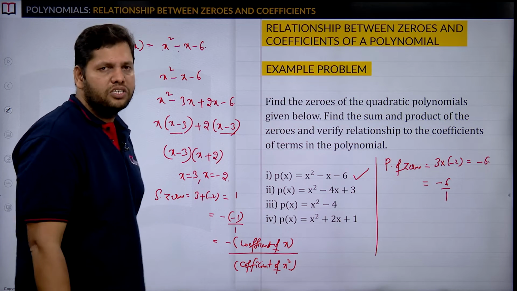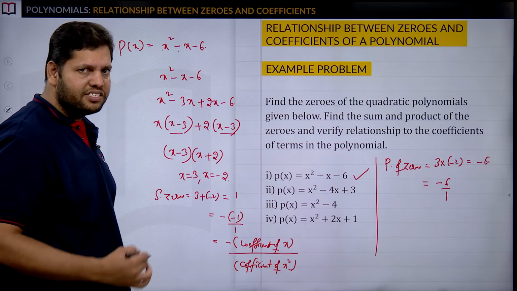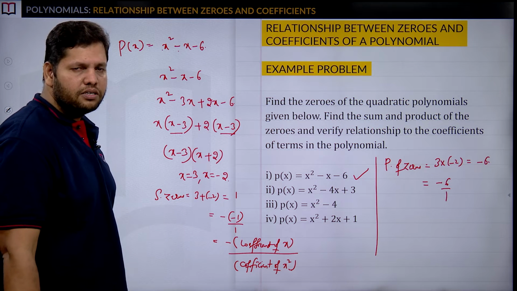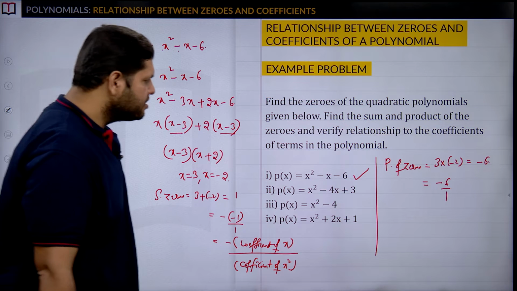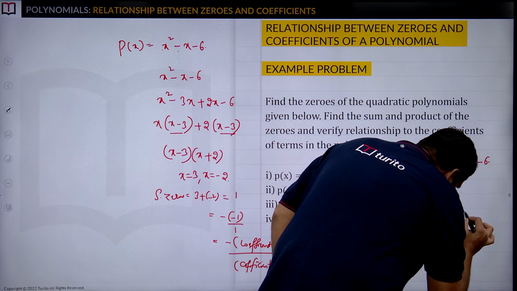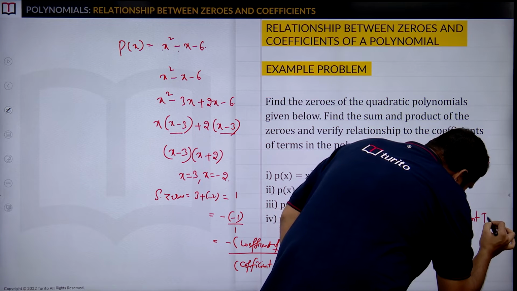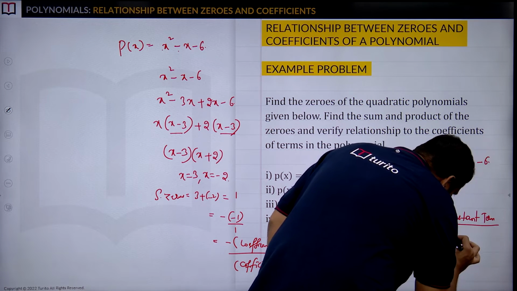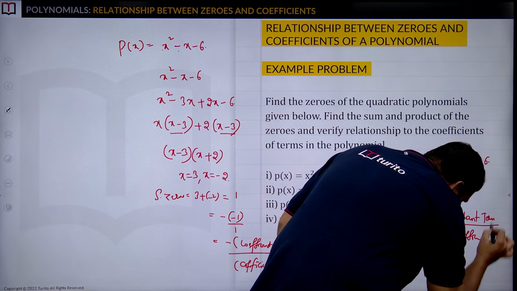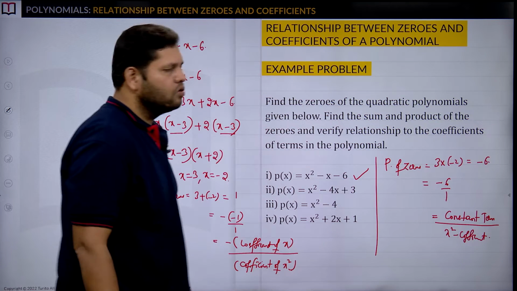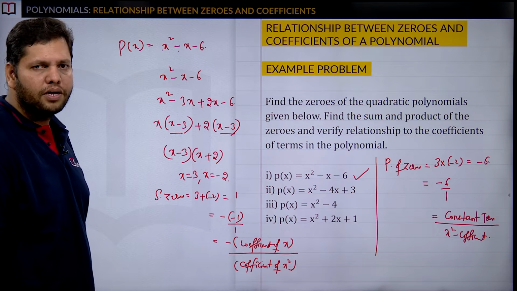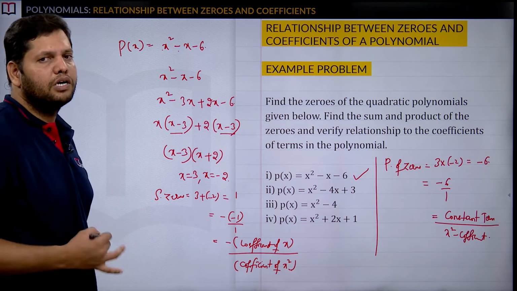Okay. And children, look at the polynomial expression and see what is actually minus 6. From the polynomial expression, minus 6 we can say is a constant term, divided by the x square coefficient. Okay, children. So this is a relationship between the zeros of the polynomial and the coefficients of the polynomial.